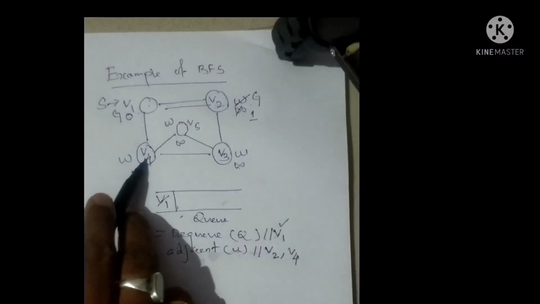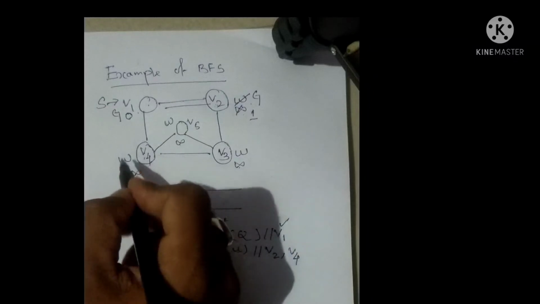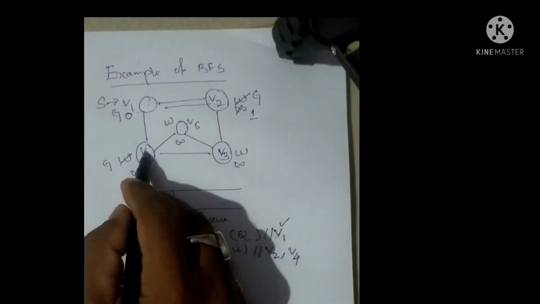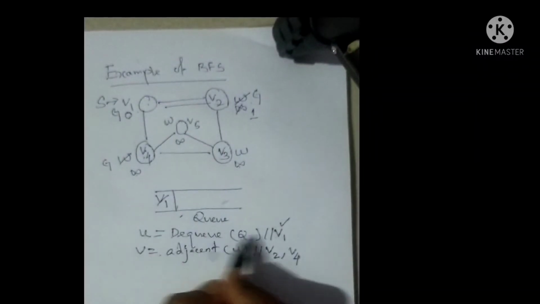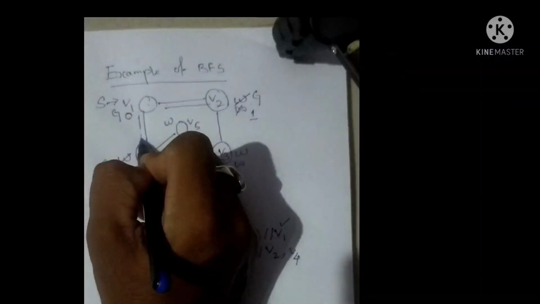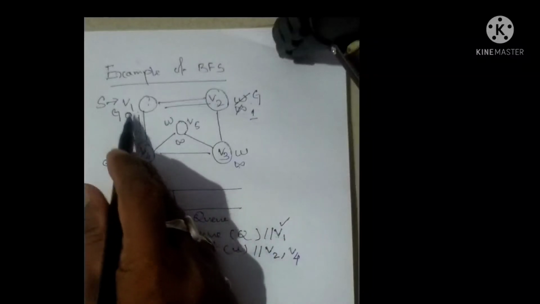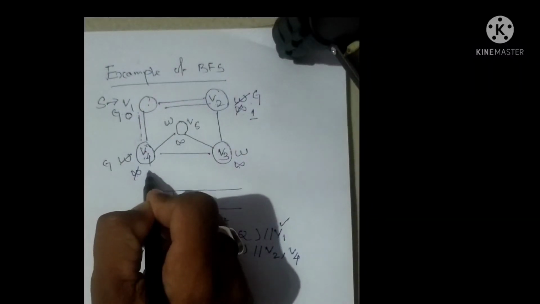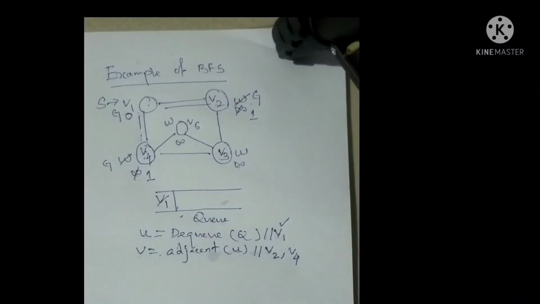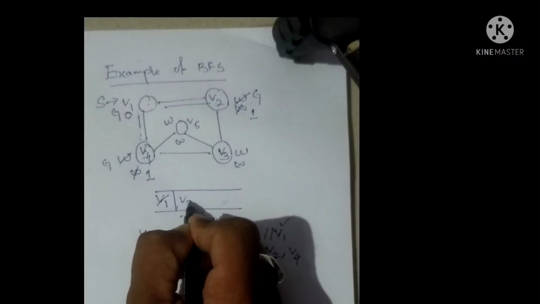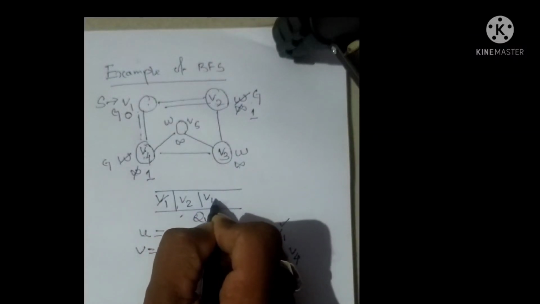So check the color of V4. Is it white? Yes. If it is white, then change the color to gray and assign the parent as the predecessor V1. V1 will be the predecessor, and the value of V4 is what? The predecessor value 0 plus 1 becomes 1. Now we have processed the two adjacent vertices. Then you add the two adjacent vertices to the queue. So first you added V2, then you added V4.